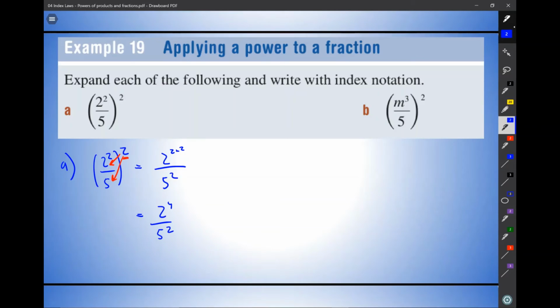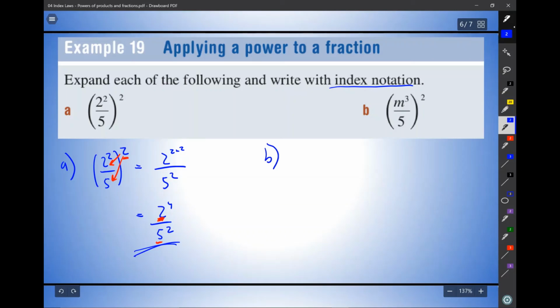Now our base is different, so we can't simplify the indices anymore. 2 is a different number to 5, so this has to stay exactly the same as it is right now. The question asks us to leave our answer in index notation, so this is our final answer.